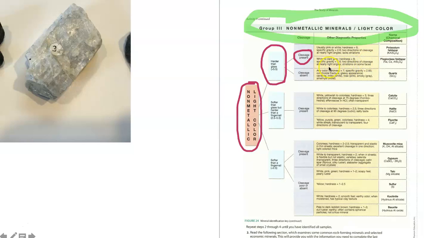Plagioclase feldspar is white to dark gray. So if you have a whitish, grayish feldspar like this one, you don't really know which one it is yet. But if it were pink, you would immediately know it has to be this one. Okay, so we have hardnesses of 6, we have specific gravities of 2.6, we have two directions of cleavage at nearly right angles. So really everything is very similar, except this last bit.